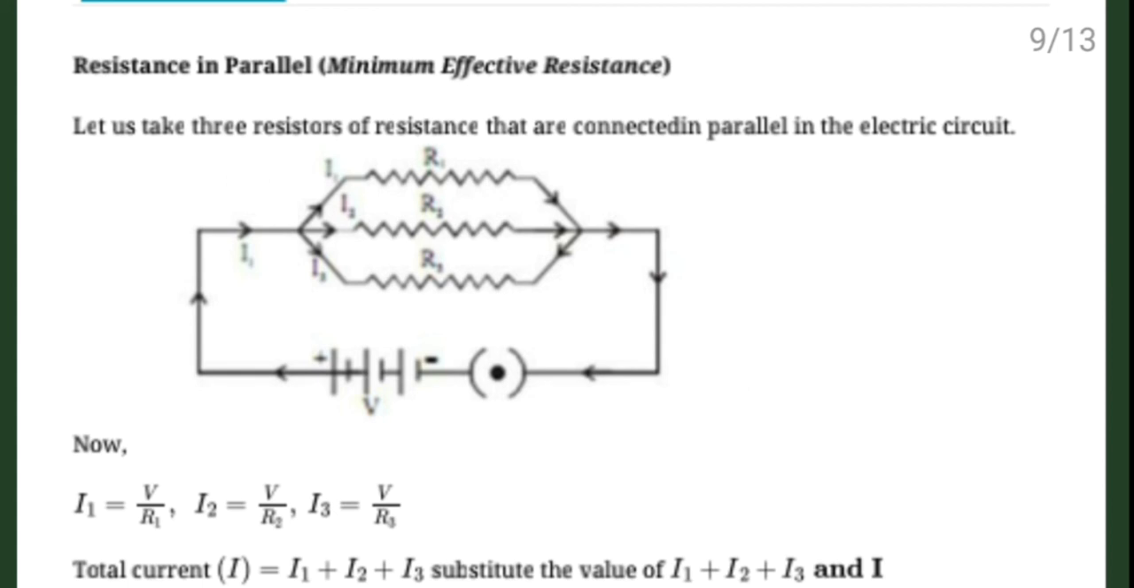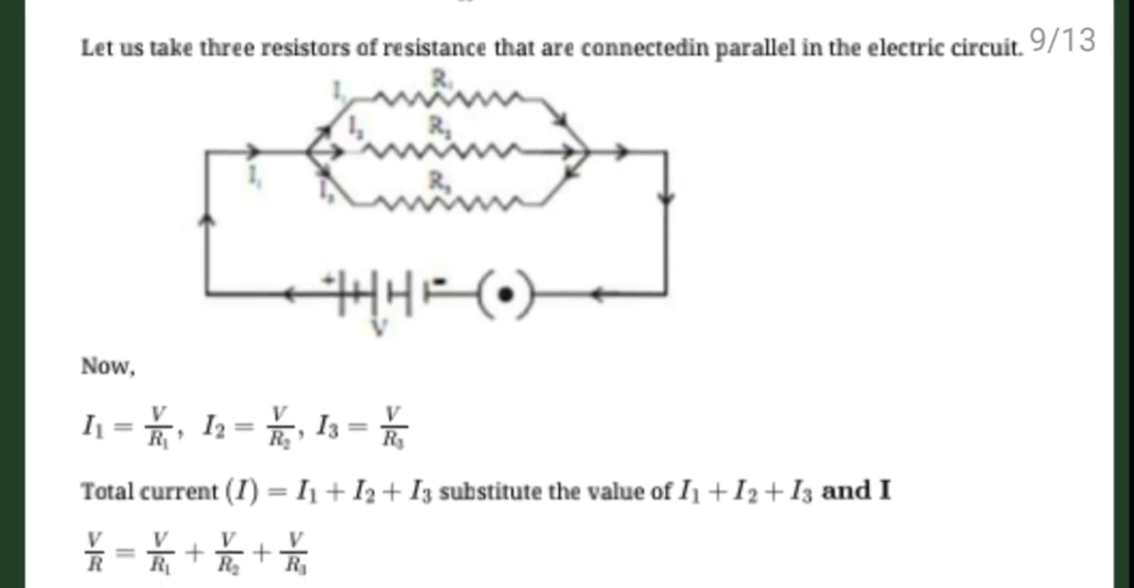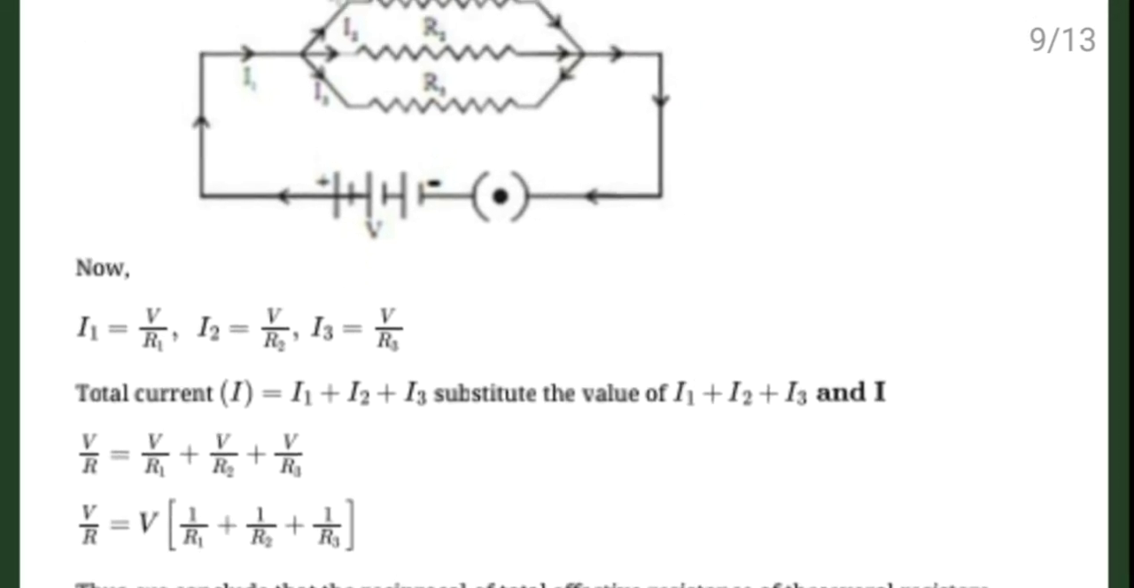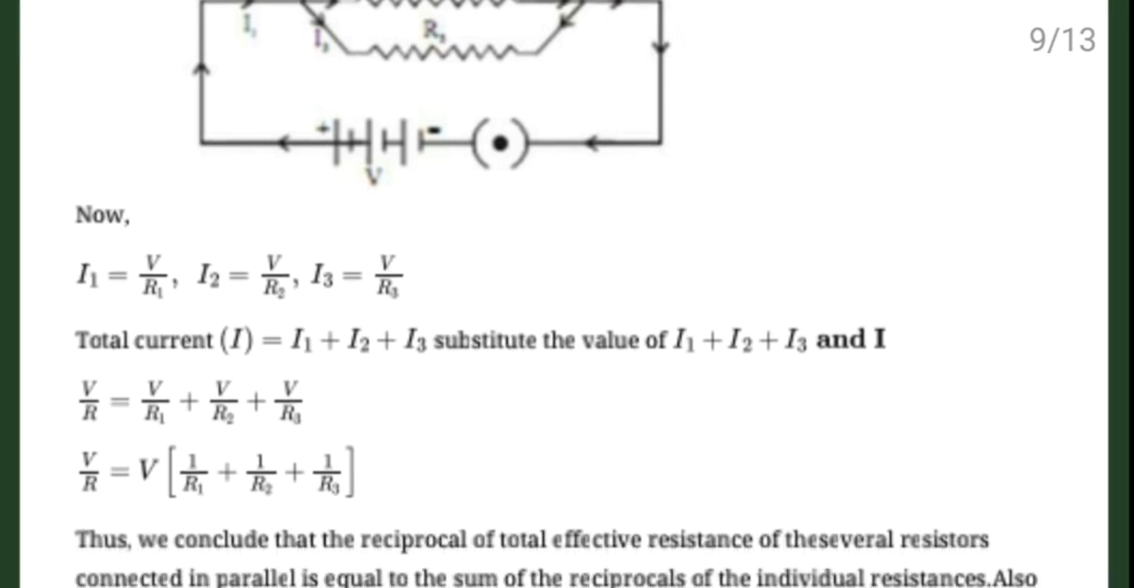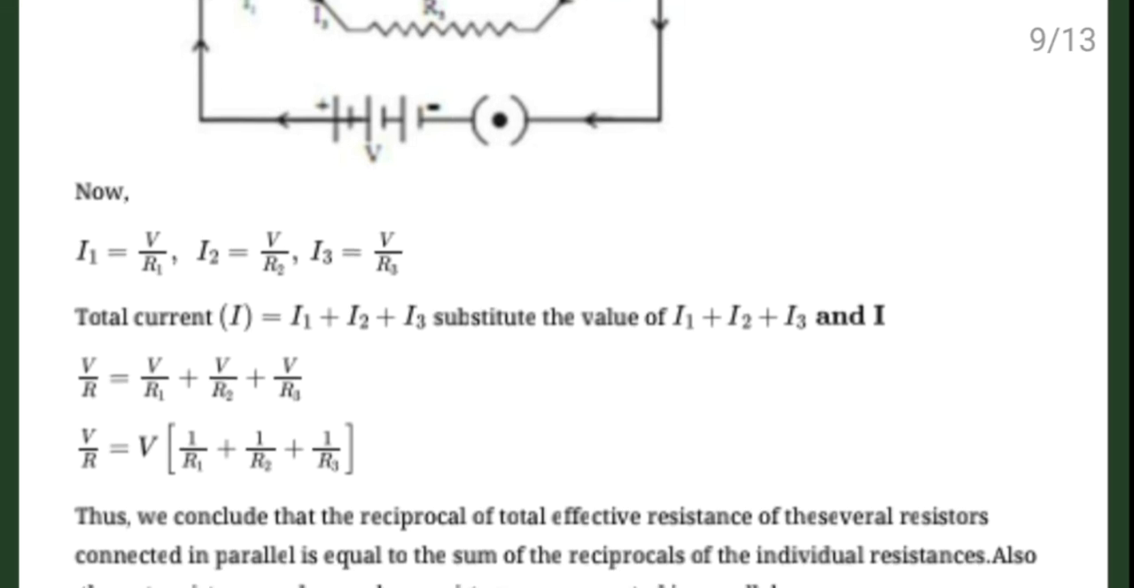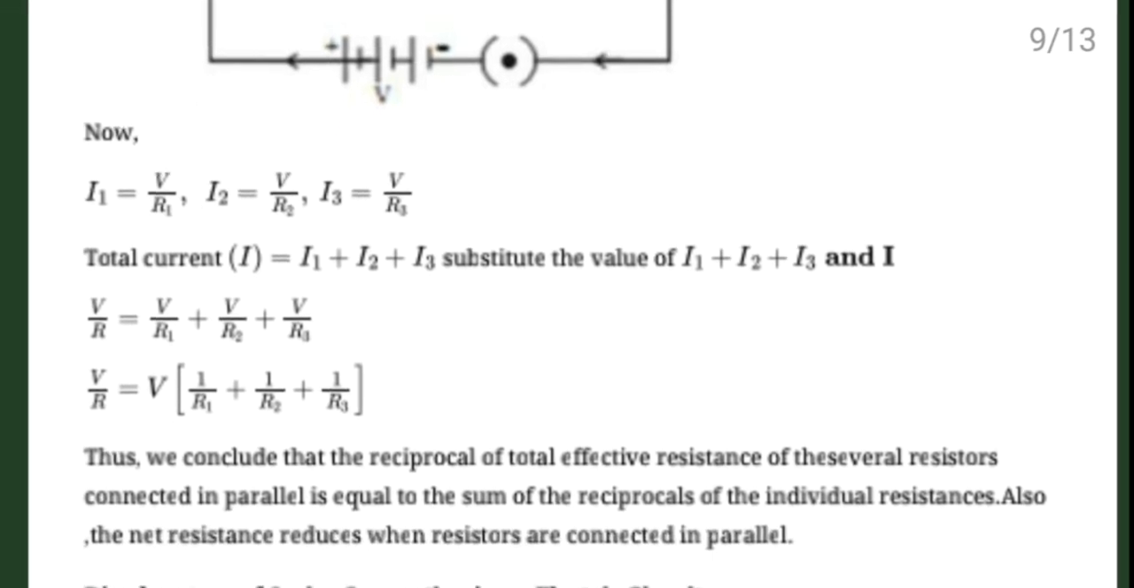In the given parallel circuit, voltage remains constant and I varies, so the total current I is equal to I1 plus I2 plus I3. Now substituting the values of I1, I2 and I3 in the equation, we get V upon R is equal to V times 1 upon R1 plus 1 upon R2 plus 1 upon R3. Thus we conclude that the reciprocal of the total effective resistance of several resistors connected in parallel is equal to the sum of the reciprocals of the individual resistances. Also, the net resistance reduces when resistors are connected in parallel.